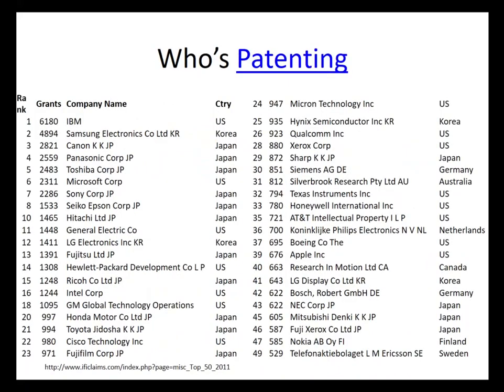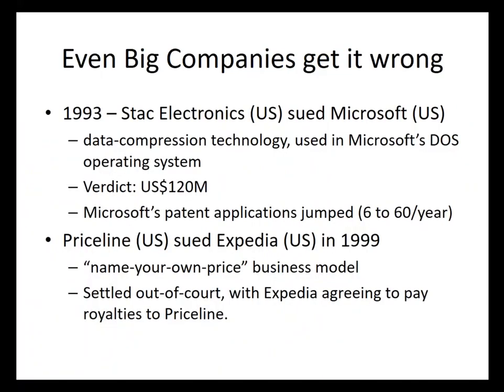Here's who's patenting. You can see that there's a lot of companies in the US, a lot in Japan, throughout the world that are patenting, but these are big companies. Remember that the big companies are doing a lot of the patenting. Big companies benefit more from patenting because they can enforce it through lawsuits. Now, that doesn't mean big companies never get it wrong and they never lose in court. Occasionally this does happen.